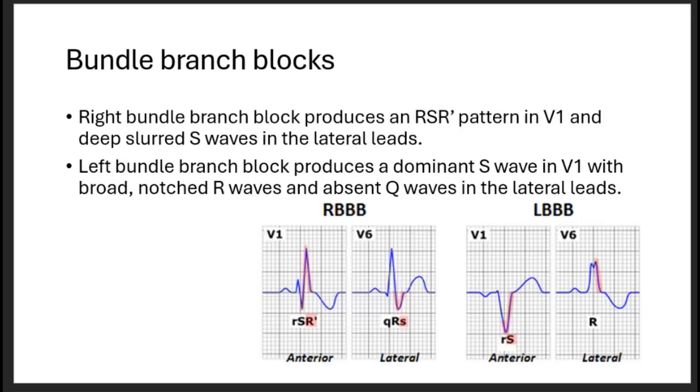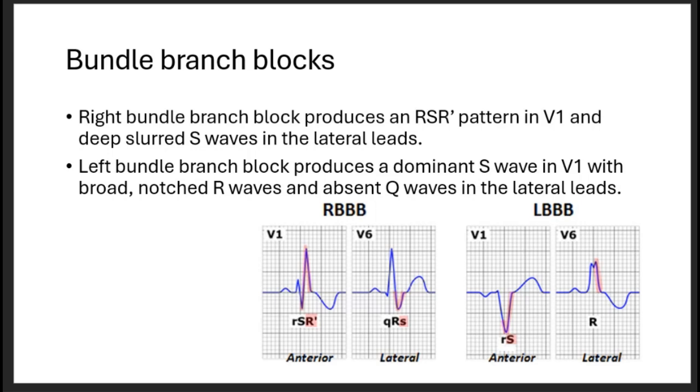As you can see here, we have right bundle branch block and left bundle branch block. The right bundle branch block, usually we say William Marrow. So Marrow, M in the V1, W in the V6. Right bundle branch block produces an RSR pattern in V1 and a deep slurred S wave in the lateral leads, which are V5 and V6. So this is what you should look for if you're suspecting right bundle branch block.